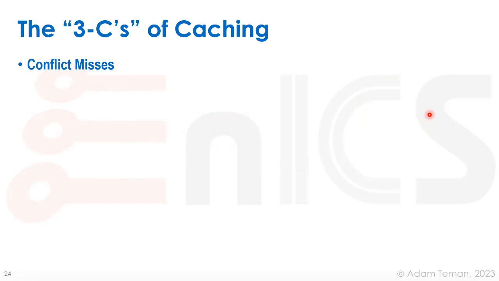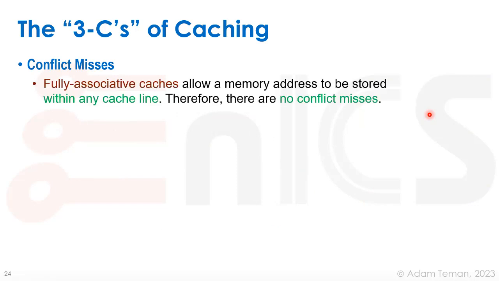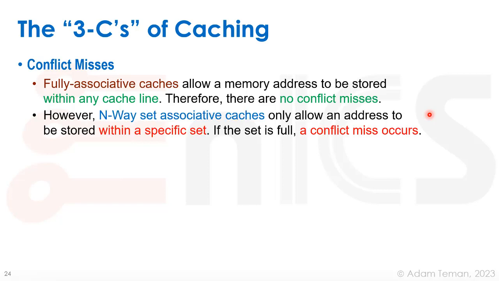The third type of cache misses is maybe the most interesting one, and that's the conflict misses. Fully associative caches allow a memory address to be stored within any cache line, and therefore we don't have a conflict miss. That's why when we simulated cold start misses, compulsory misses, we set the cache as fully associative, because then we wouldn't have any conflict misses. However, we said fully associative caches are really expensive to use, and therefore we're usually going to use an n-way set associative or direct map cache.